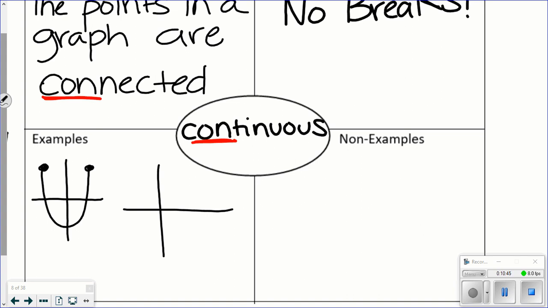Okay, same thing. This is also continuous. All the points are connected by a curve. There's no breaks.